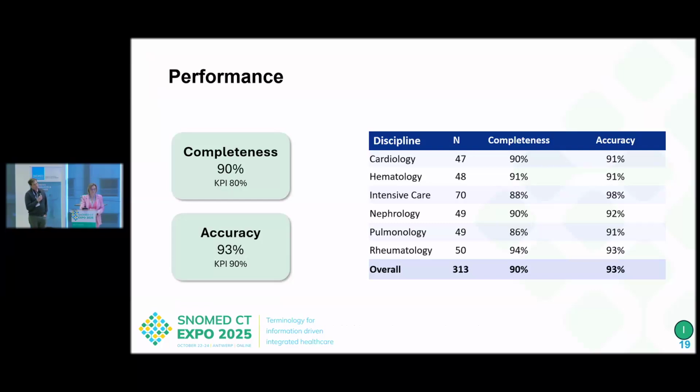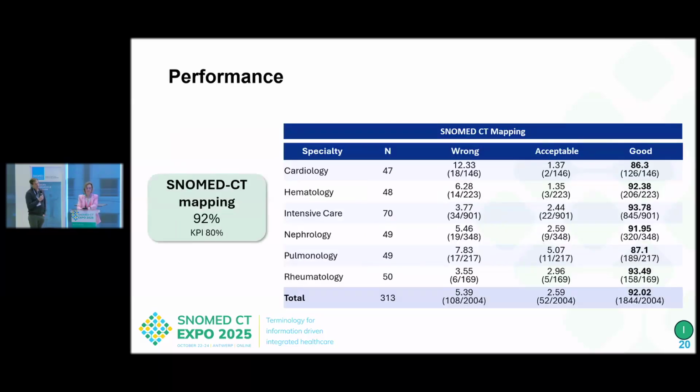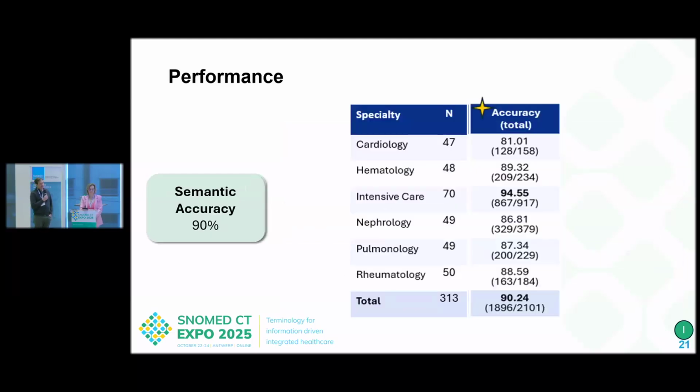So the results for performance, you can see that completeness and accuracy were respectively 90% and 93%, which were actually over the target KPIs we initially wanted to reach, and they are more or less the same for all the different disciplines. Regarding SNOMED CT mapping accuracy, we found a score of 92% good scores, 2% acceptable, and 5% wrong. And finally, for the most strict criterion being semantic accuracy, we found over all disciplines an accuracy of 90%.